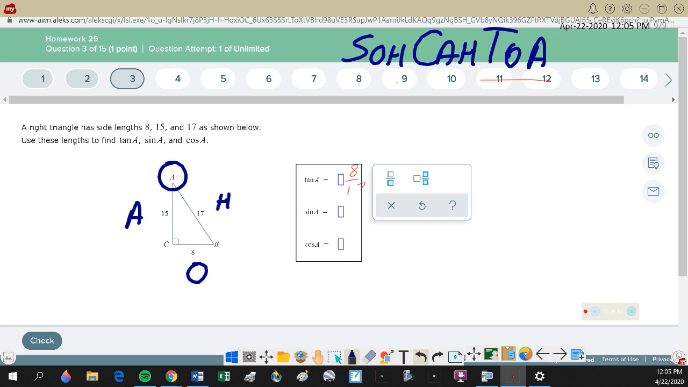And the sine of angle A, O over H, sorry guys, I messed up. So tangent is O over A, so 8 over 15. I'm just checking to see if you're paying attention. And the sine of A is opposite over hypotenuse, so that is 8 over 17. And the cosine of A is A over H, which would be 15 over 17.